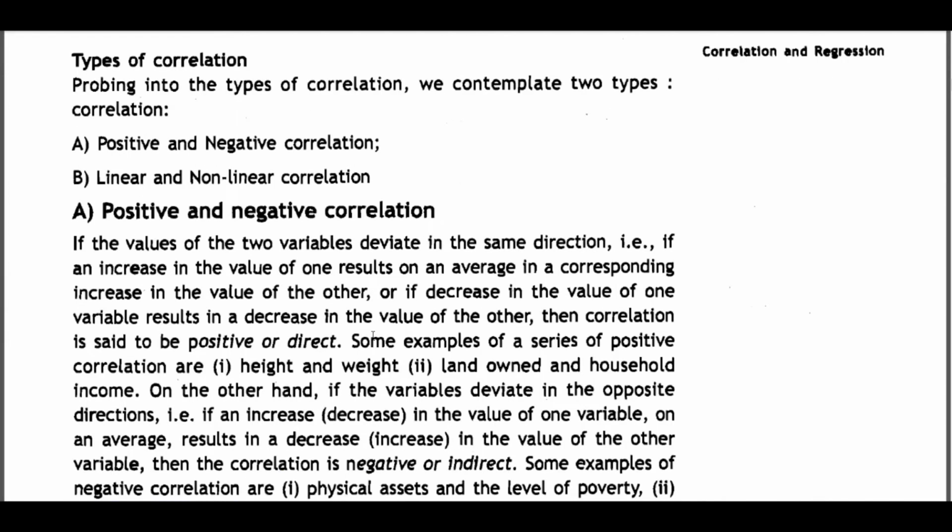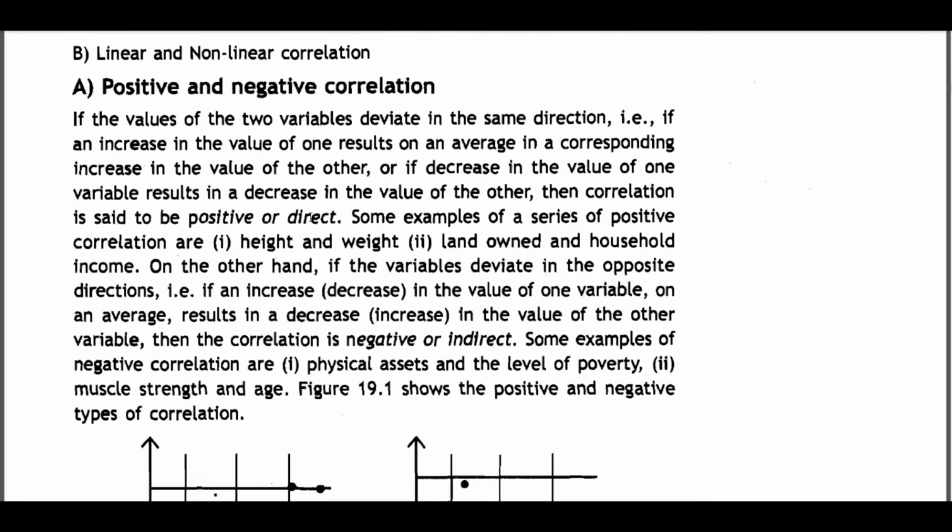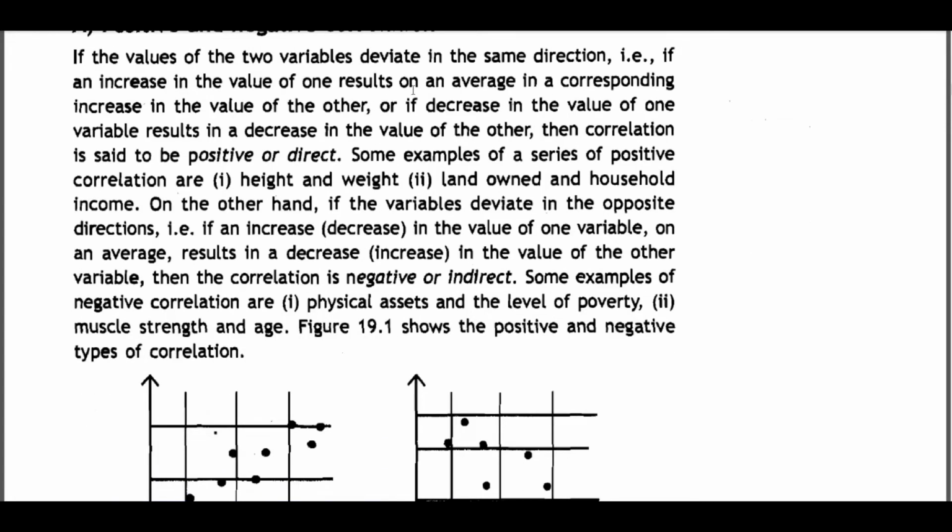Types of correlation. Probing into the types of correlation, we contemplate two types of correlation. A, positive and negative correlation. B, linear and non-linear correlation. A, positive and negative correlation. If the values of the two variables deviate in the same direction, that is, if an increase in the value of one results on an average in a corresponding increase in the value of the other, or if a decrease in the value of one variable results in a decrease in the value of the other, then correlation is said to be positive or direct.